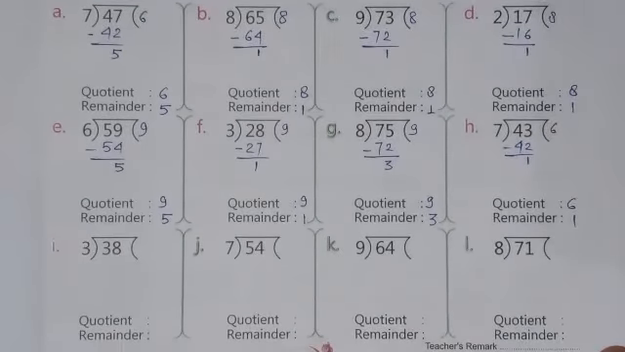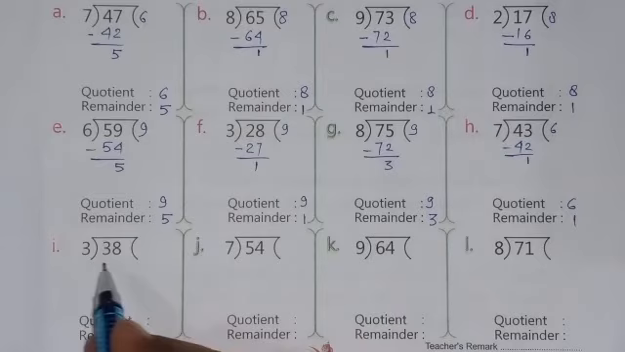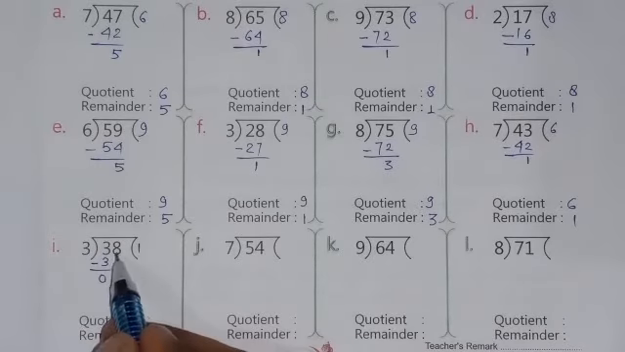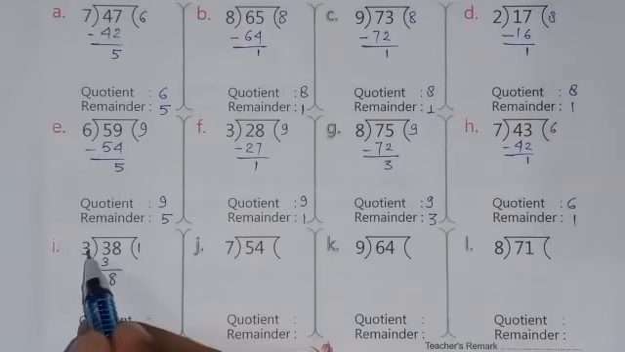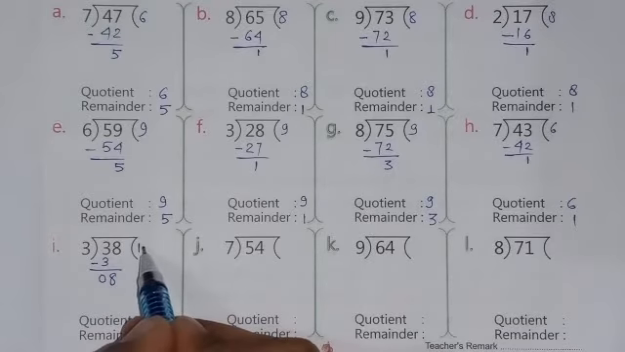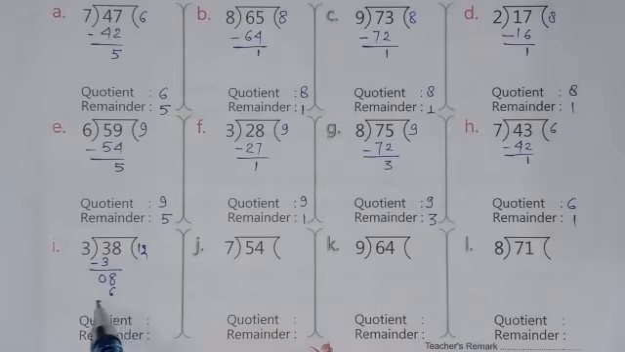And the very last question in this series, in the table of 3, 3 comes 1 time. So 3 1s are 3. On subtracting you will get 0. Now write down this digit here. Now in the table of 3, 3 2s are 6. On subtracting you will get 2. So here the quotient is 12 and the remainder is 2.